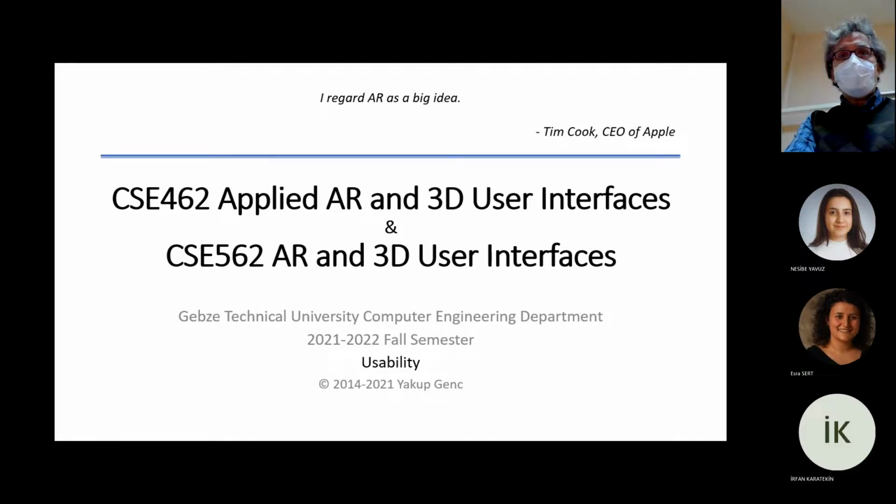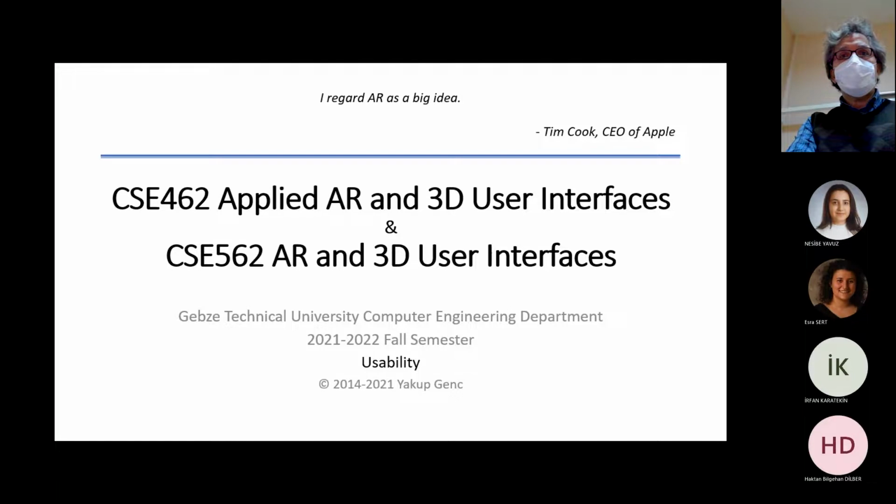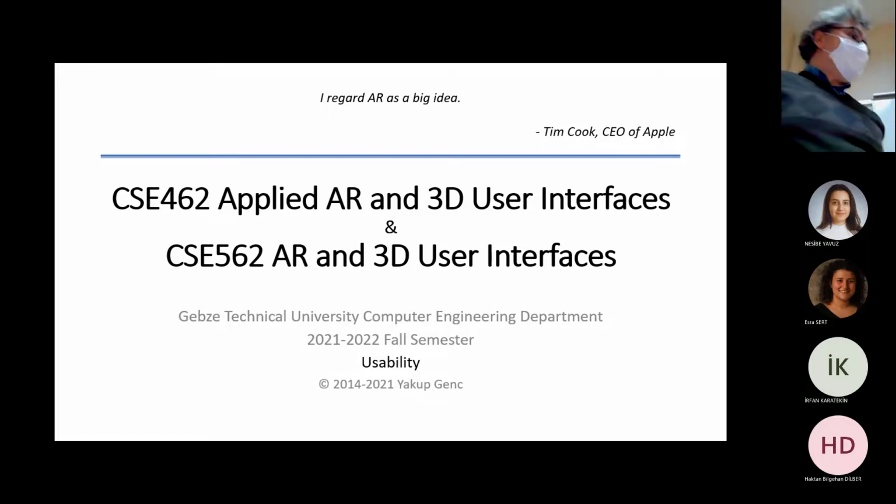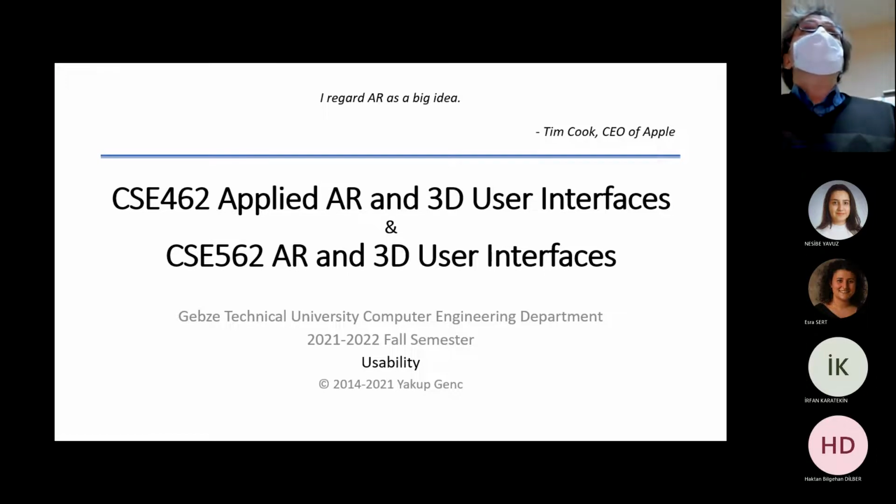Okay, so today we'll go over the usability aspect of what we have been discussing. If you remember, at the beginning of the semester, in our first lecture, I told you that augmented reality is a user experience technology, and we should pay attention to the usability of things.